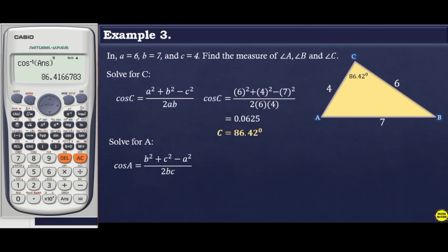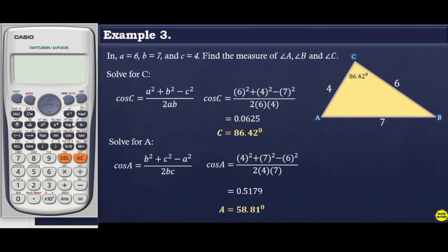Okay? So, we have cosine A is equal to B squared plus C squared minus A squared all over 2BC. So, substitute natin lahat ng values. So, your B is 4. Your C is 7. And then, minus A, your A is 6. And then, all over 2 times B is 4. And then, your C is 7. And then, solve natin. So, ganun po ulit. Ang makukuha po natin dyan is equal to 0.5179. Pakita ko pa ba using calculator?